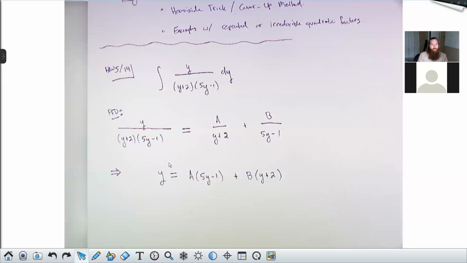You may remember from last week that the next step would be to distribute everything. So I'd have 5a times y minus a here, and then I'd have by plus 2b here. And then I would group my like terms: I'd group the 5ay and by, and I'd group the negative a plus 2b, and then I would equate coefficients. That would give me a linear system. We solve the linear system for A and B, and then we can go back and finish the PFD.